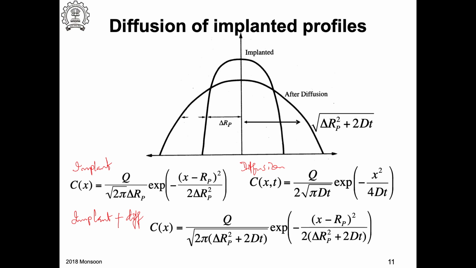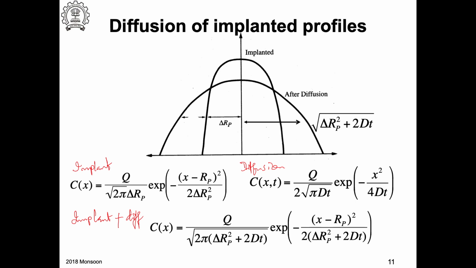If you look at this, you can see 2 delta Rp square here, and here 2 times Dt. So you can say that delta Rp square is equal to 2 times Dt. So there is an equivalence that you can find, and we had discussed this when we were talking about diffusion. You have some diffused profile, and then you are subjecting the wafer to some high temperature process, and during that, the profile would further diffuse, but it would preserve the Gaussian shape.